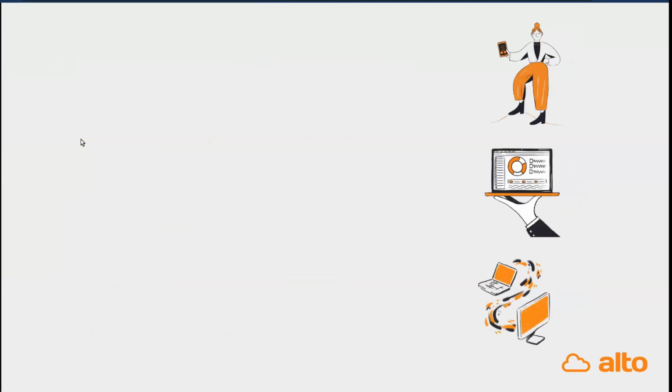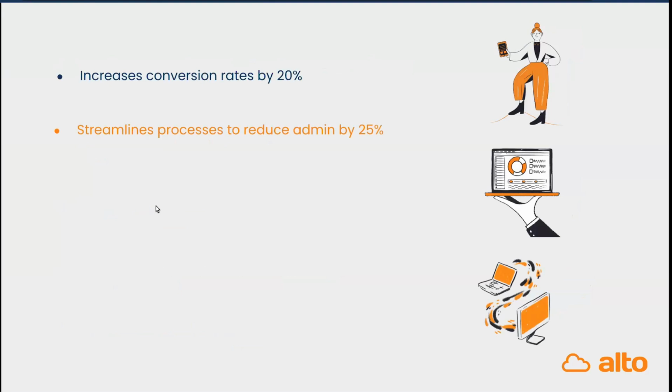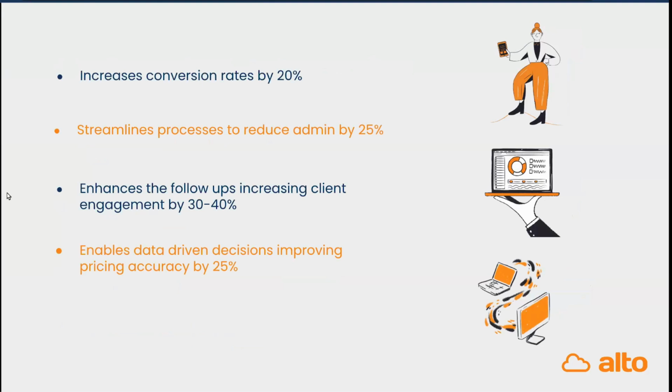Like I said, we're going to look at how we can really start to increase your conversion rates today. How can we streamline processes to reduce your admin? How can we enhance the follow-ups and increase that client engagement, where we've seen an increase of around 30–40%? And how can we enable data-driven decisions, again improving things like price accuracy? So we're going to show you our property valuation reports and how we can provide that to your potential vendor or potential landlord. And again, combining that with things like our conveyancing quotes and our NTS information to really show your value and win those instructions.